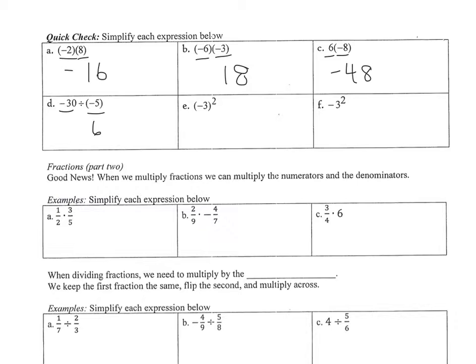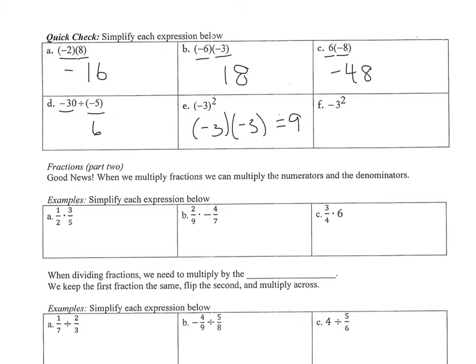So this two is called an exponent. What you're going to do is, this exponent tells you the number of times that you're going to multiply this number. So I'm going to write it out like this: negative 3 times negative 3. So I am squaring negative 3. So negative 3 times a negative 3 is a positive 9.